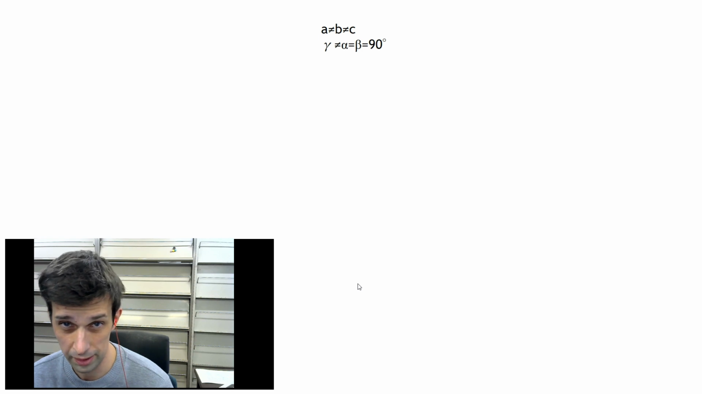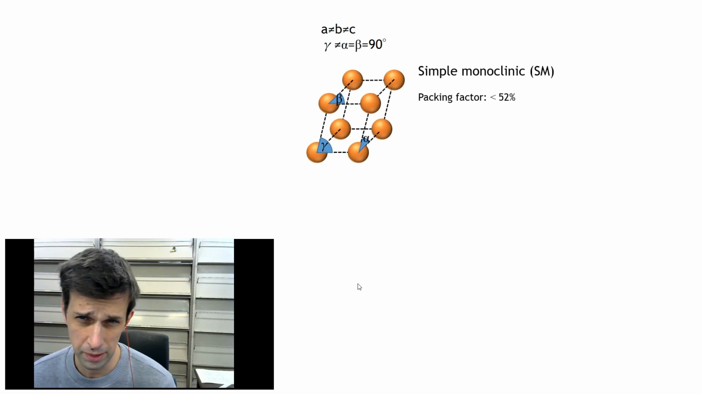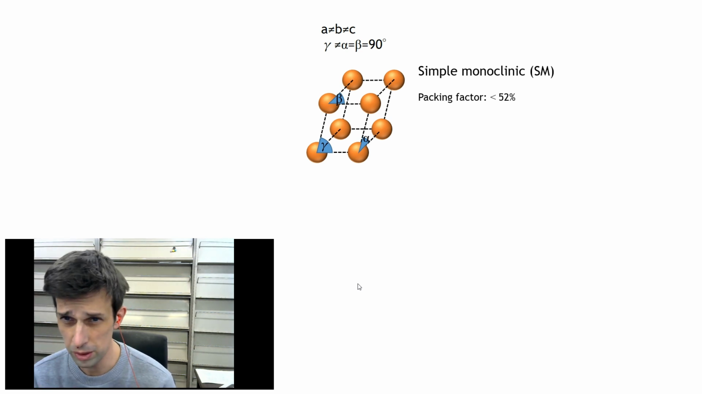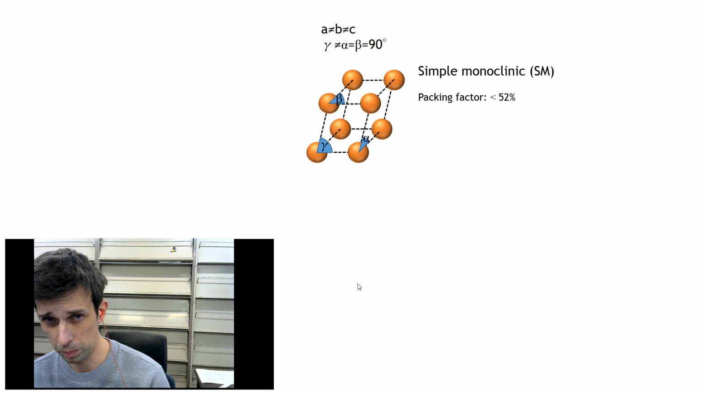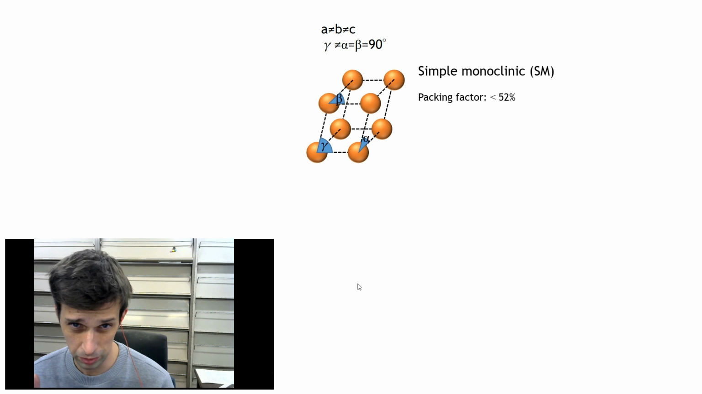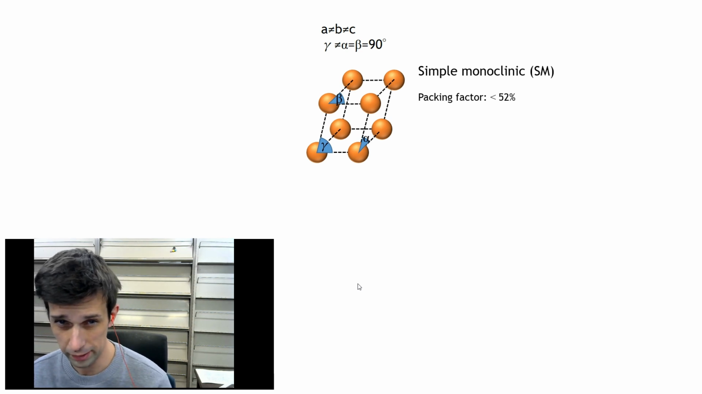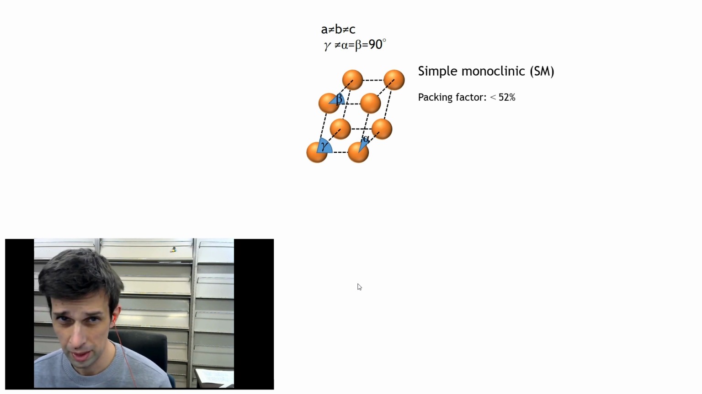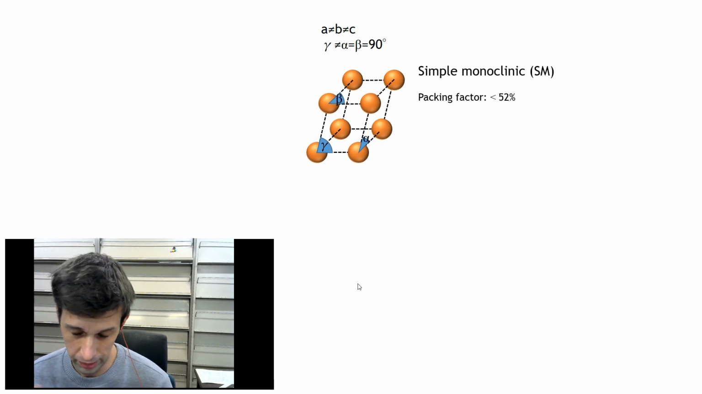When the three sides are all different, and gamma is different from alpha, while alpha is equal to beta and alpha and beta are 90 degrees, what happens is that we have the simple monoclinic structure. That, again, is a distorted version of the simple cubic structure in which we just push the top four atoms slightly to a side compared to the bottom four ones, so we form an angle. The other angles are 90 degrees. Only the angle in which we pushed is different than 90 degrees. And of course, the length of the three sides is different.